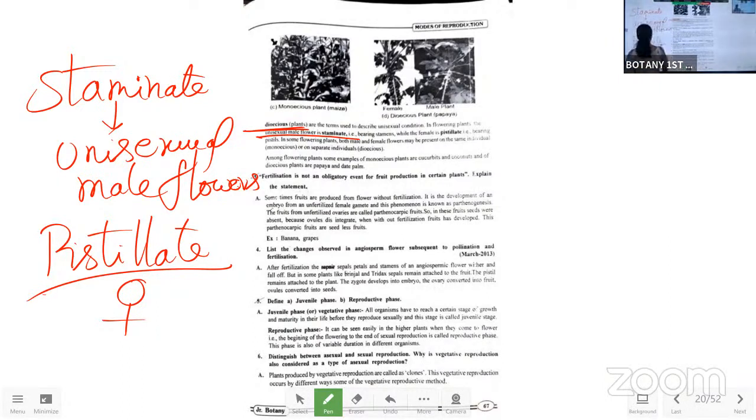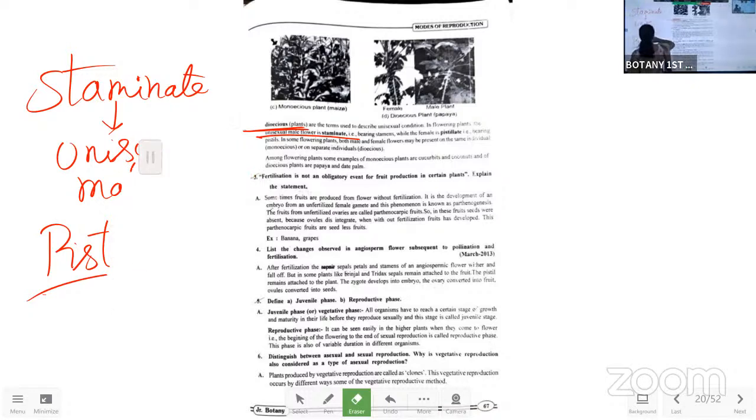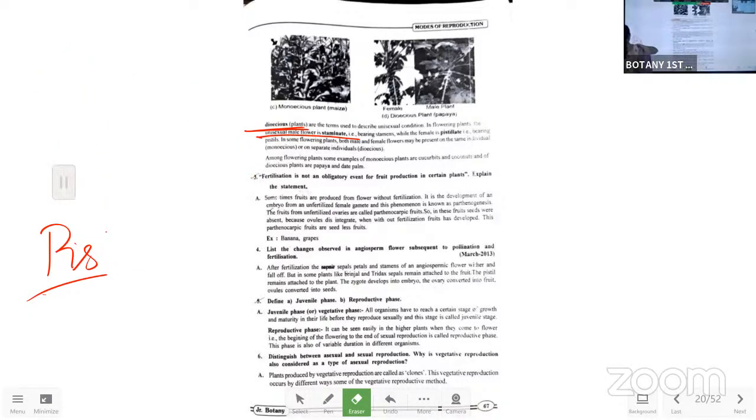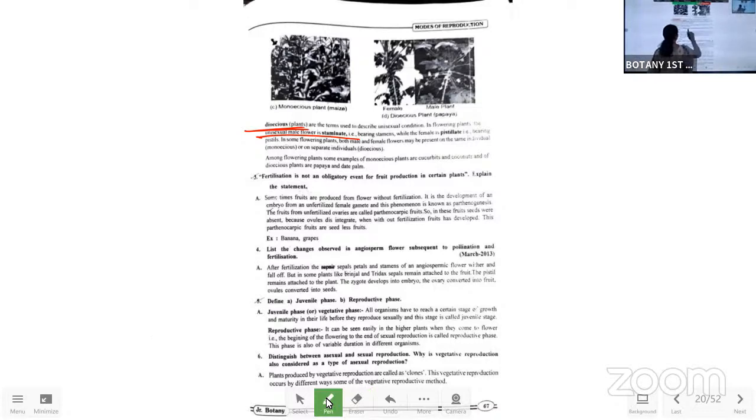The next question we have to answer is: fertilization is not an obligatory event for forming the fruits. Explain this statement. Fertilization is not an obligatory event for fruit production in certain plants. For fruit production, what we need is that fertilization has to occur in the flower, in the female sex organ, that is in the ovary. Then only the fertilization can be done.